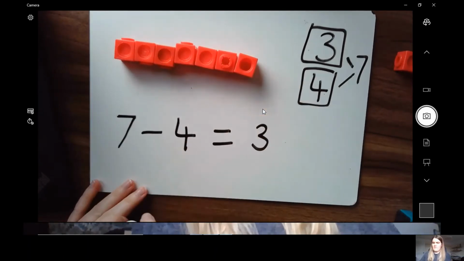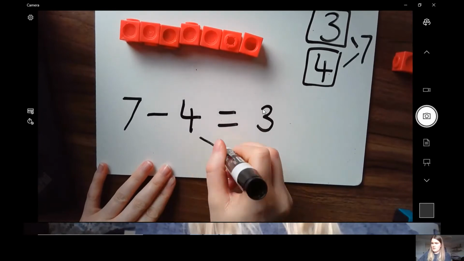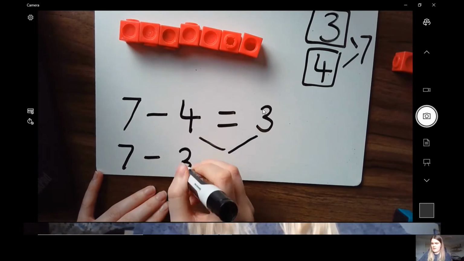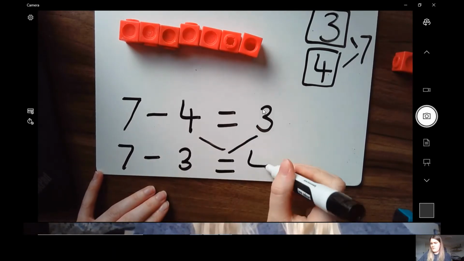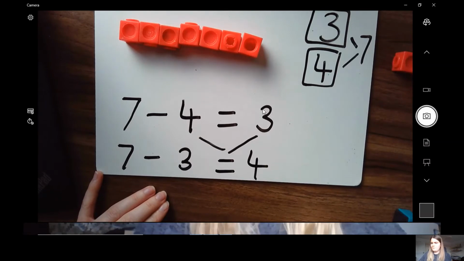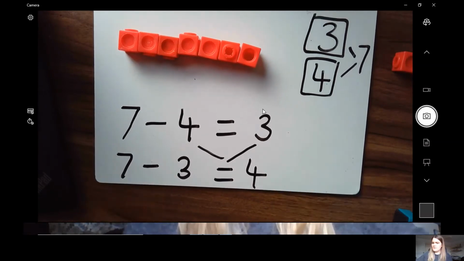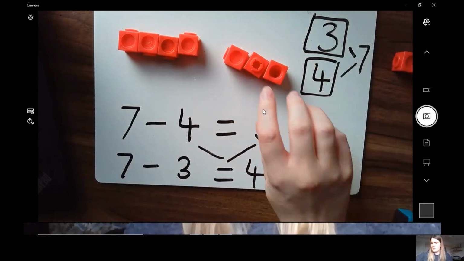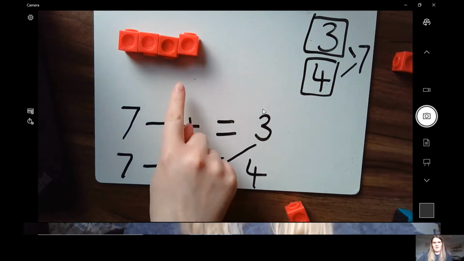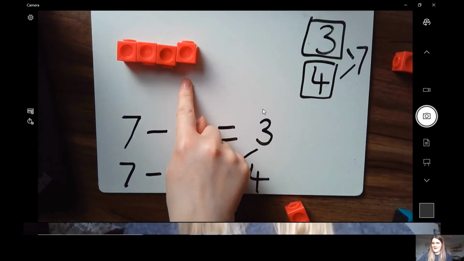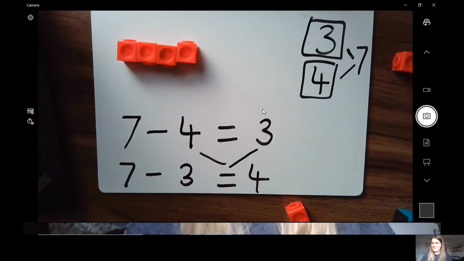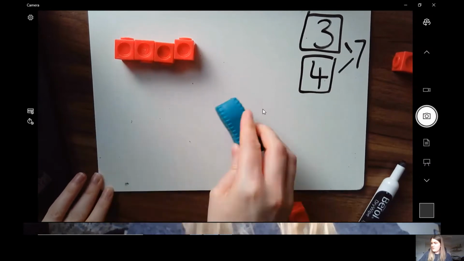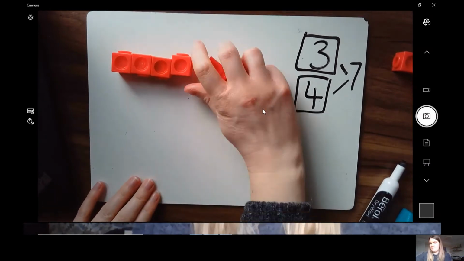Instead of taking away 4, we can switch these two parts. So 7 take away 3 should equal 4. Let's have a go. So I've got 7. I'm going to take away 3 this time. 1, 2, 3. Take it away. It should make 4. Look at that. It worked. Fantastic.